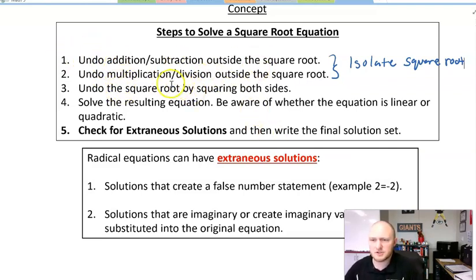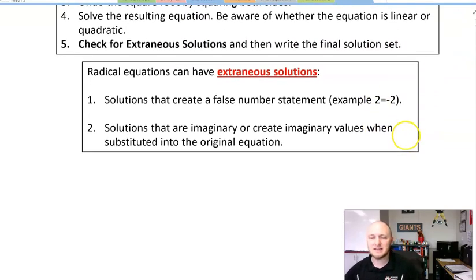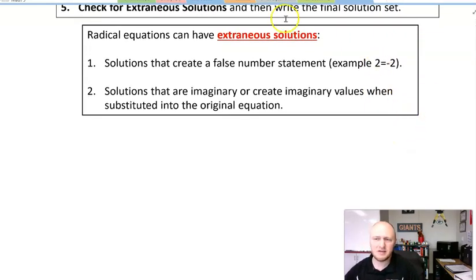Next, you'll solve the square root by squaring both sides. You undo the square root. The inverse of square root is a square, so we're going to do that to both sides. We'll solve the resulting equation. We'll do it differently if it's linear versus quadratic, and then we'll check for extraneous solutions by plugging our answers back into the left side of the equation to see if the left side is indeed equal to the right side. Now, also not in this lesson, but we'll see this in solving cube root equations, where we get imaginary solutions. Those are also deemed extraneous.